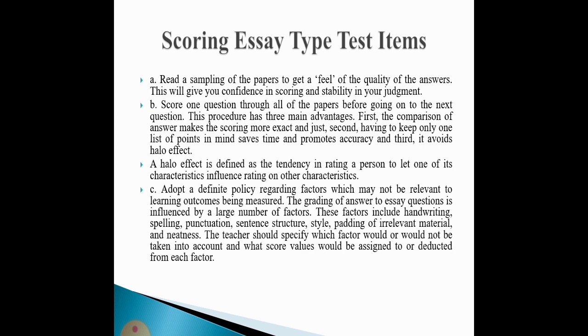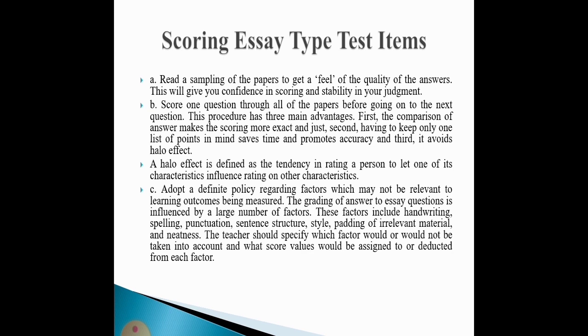This procedure has 3 main advantages. First, the comparison of the answers makes the scoring more exact and just. Second, having to keep only one list of points in mind saves time and promotes accuracy. And third, it avoids the halo effect. A halo effect is defined as the tendency in rating a person to let one characteristic influence the rating on other characteristics. A student's performance on one answer can also influence the other answer.